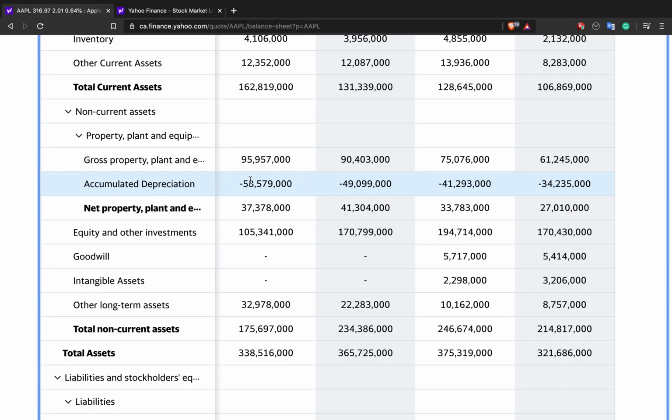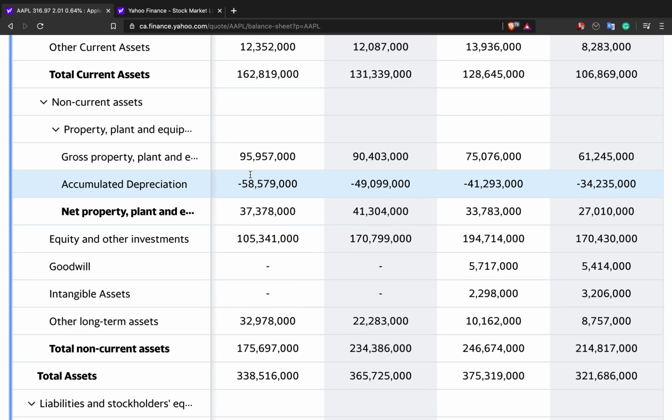Depreciation is when the value of your asset drops over time. You can see here that out of $95 billion worth of property, plant, and equipment, Apple has depreciated over 58 billion, and we have now arrived at a net value of 37 billion. Now, think of this as buying a smartphone or a television or a house or a car. The value of your asset depreciates over time, and Apple has arrived at their net property value by accounting for their depreciation and reducing 58 billion in value.